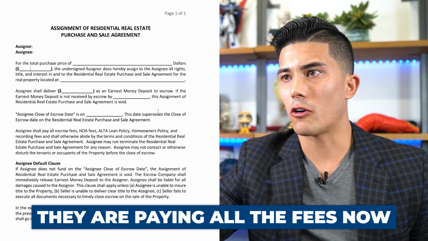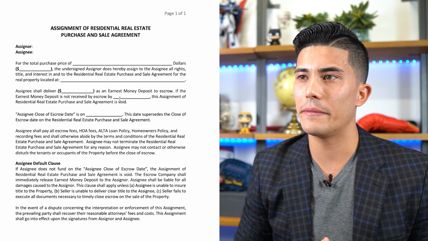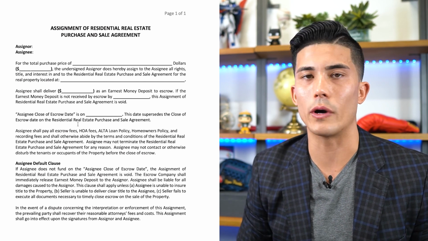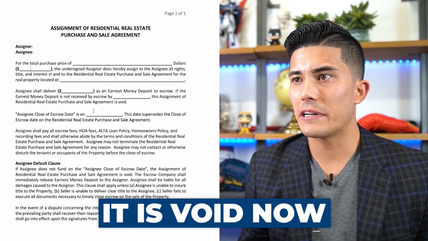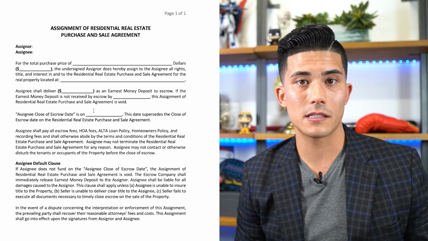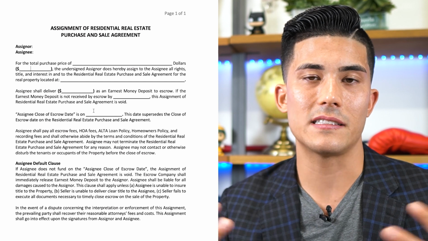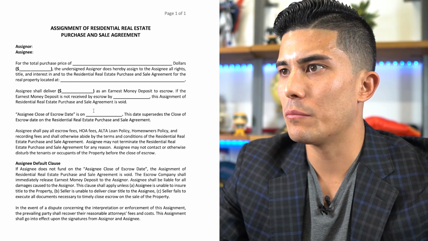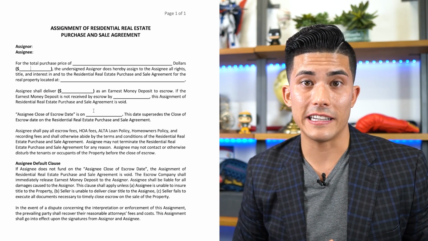Then the assignee default clause. If assignee does not fund on the assignee close of escrow date, the assignment of the residential purchase and sale agreement is void. So if they don't close it on the date they were supposed to, it is void now. Escrow company shall immediately release the earnest money deposit to the assignor. So that $5,000 they put down, if they don't close by the date that they were supposed to, it comes to me as the assignor. Assignee shall be liable for all damages caused by the assignor. Theoretically, I could sue them for any damages as well.